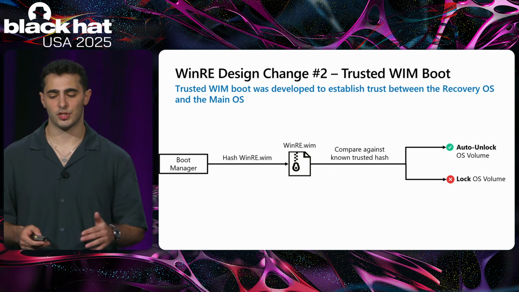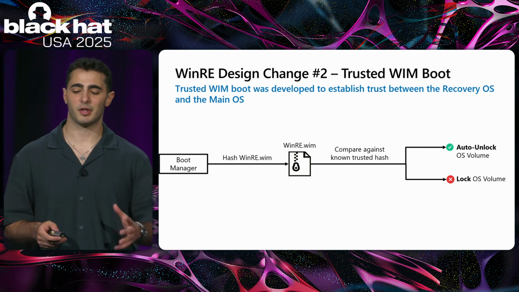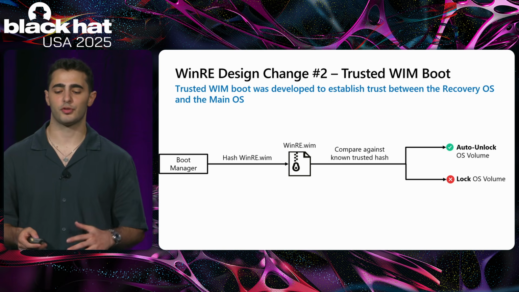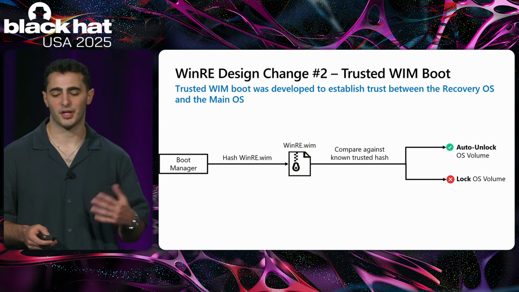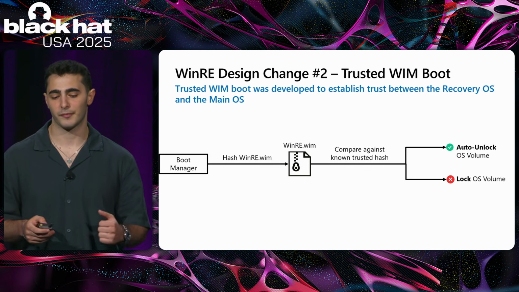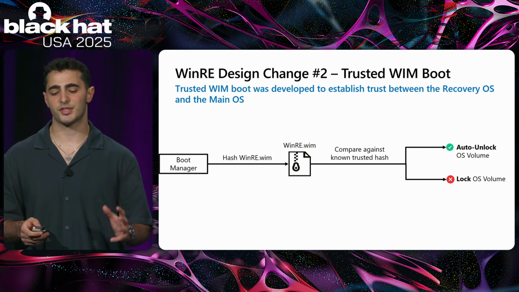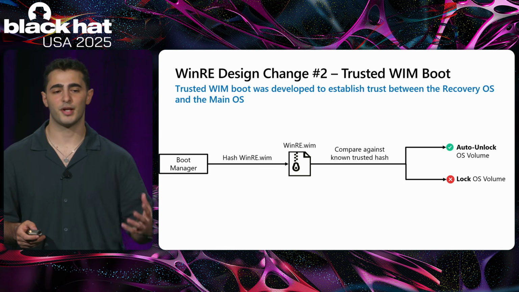The second design change focused on the integrity of the WinRE WIM file. So to support integrity validation of WinRE.WIM, a feature called Trusted WIM Boot was introduced. It verifies WinRE's integrity by comparing its hash to a known trusted hash, so a simple hash comparison of WinRE.WIM. If the hashes match, the OS volume is automatically unlocked. If the hashes do not match, the OS remains locked.